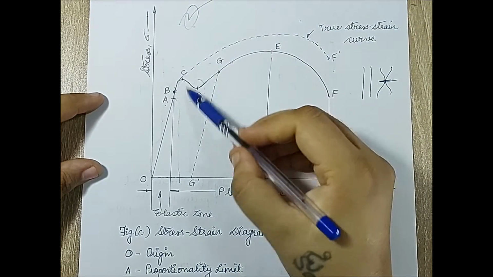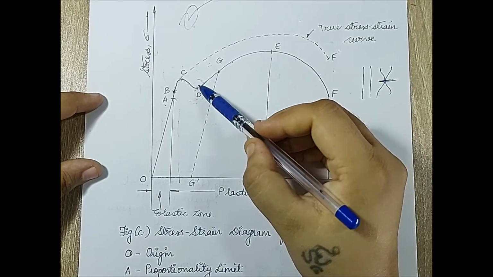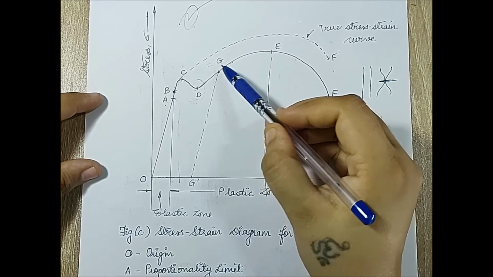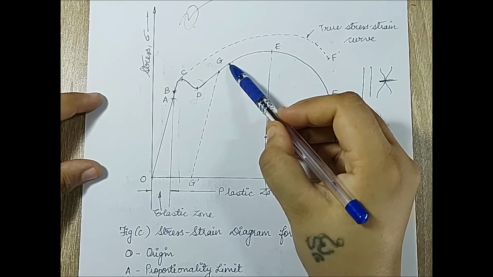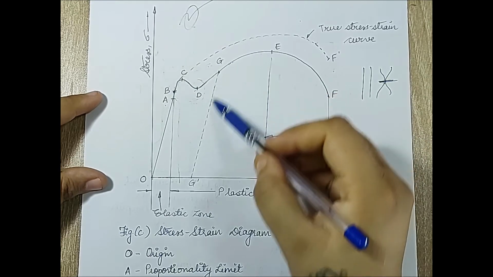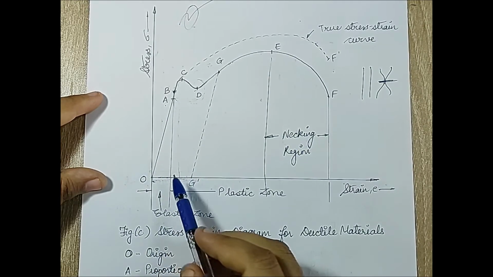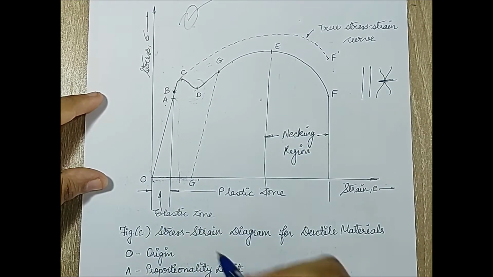So obviously in this zone, what you see is a magnified diagram, and here the material, after it crosses the point G, cannot regain back its original shape and size. And when I trace it back O to G, this zone is actually representing a permanent set in the material, which means a permanent deformation in the material.